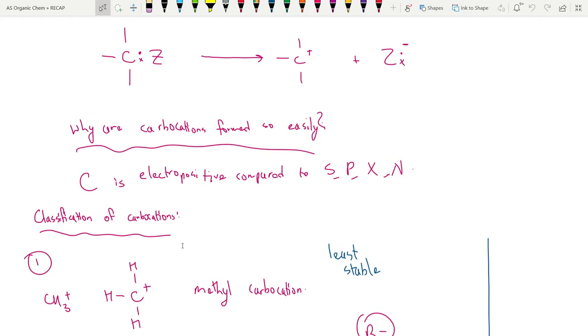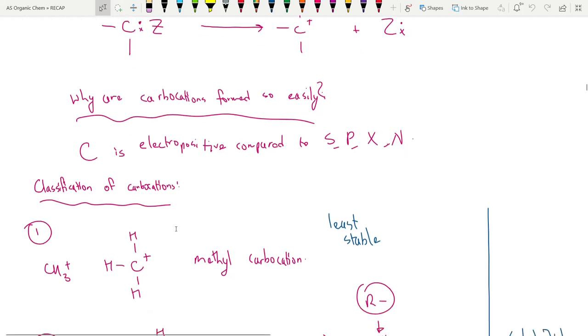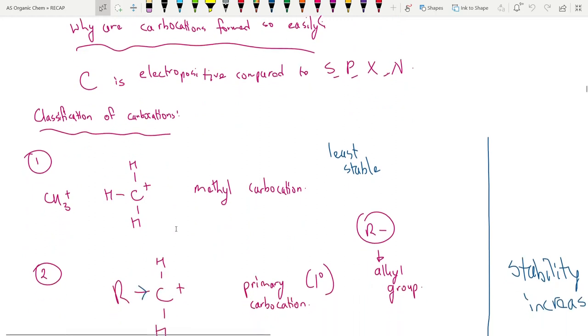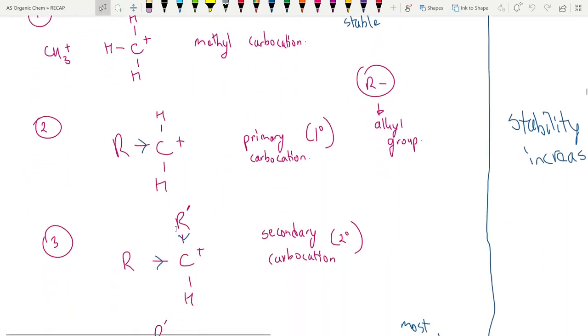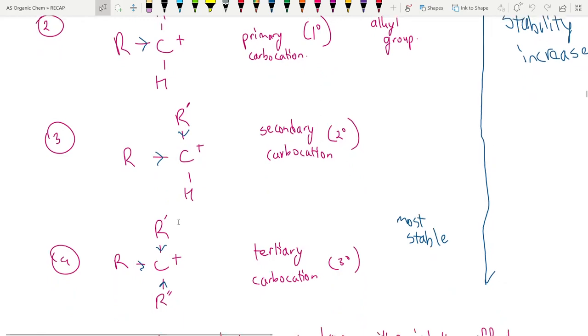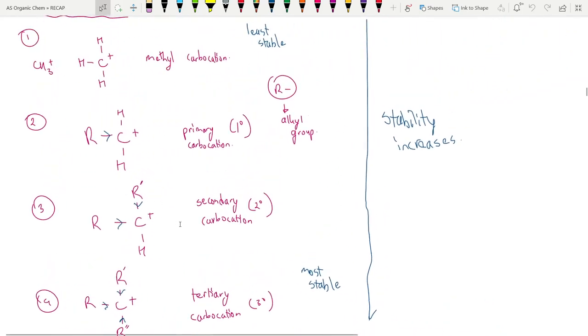So the other compounds except hydrogen which are attached to it have a tendency to take away its electron. So carbocations are of four types: the methyl carbocation, primary, secondary, and tertiary carbocations. Down this group, stability increases. Why is that? Because alkyl groups have a positive inductive effect. What does that mean? They have a tendency to donate electrons.